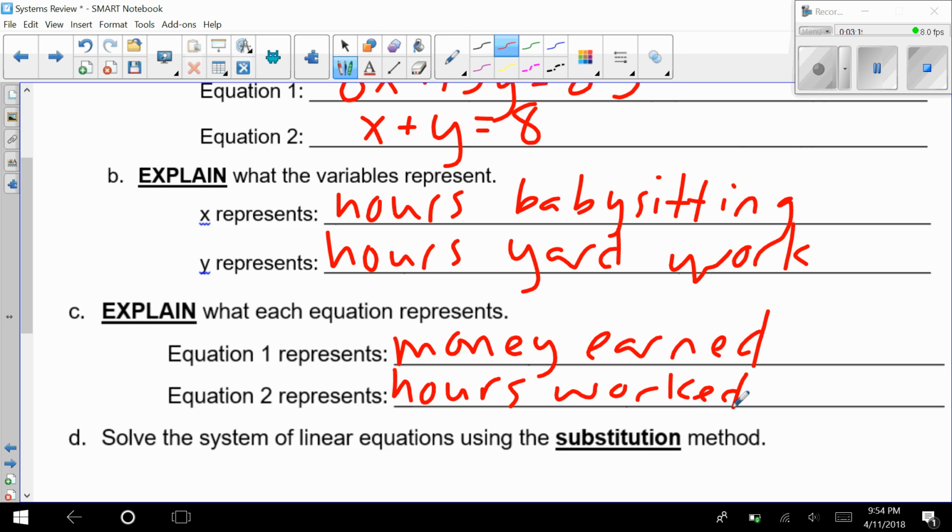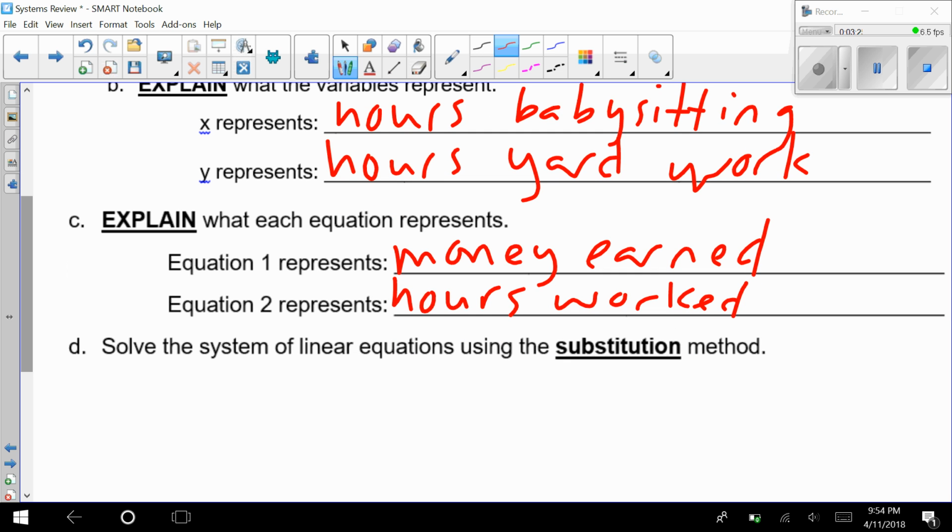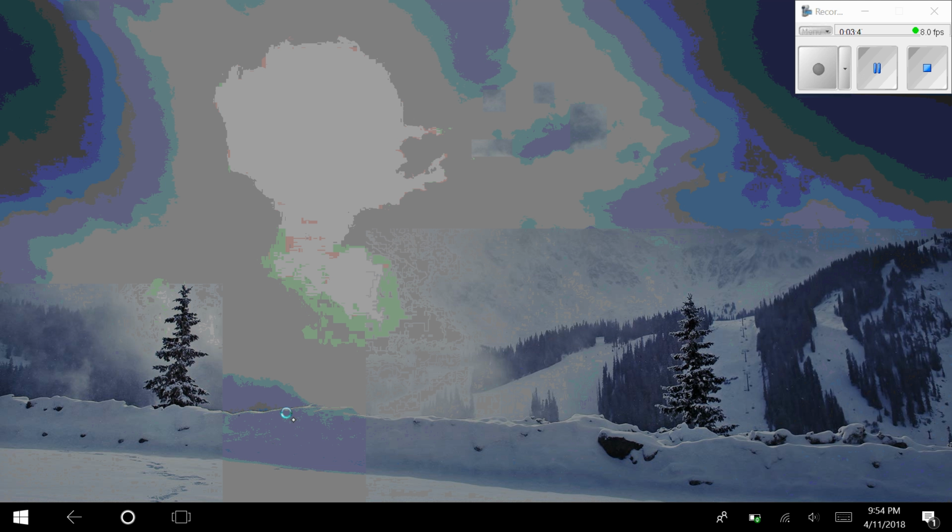The next piece of this says to solve using substitution. Remember, the first step in substitution is to solve one equation for one variable. Well, in the equation x plus y equals 8, both of those variables have a coefficient of 1, making them easy to solve for. It doesn't matter which one we solve for, so I'm going to solve for y. So I subtract x off both sides, and I get y equals negative x plus 8. The next step for substitution is to plug that into the other equation.